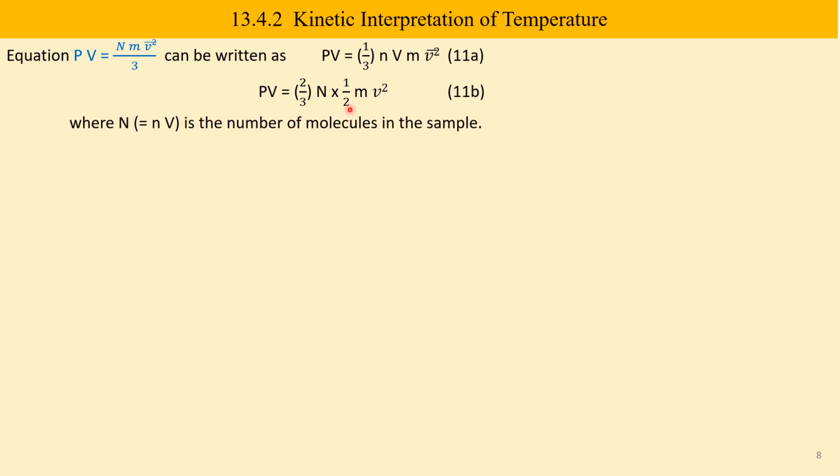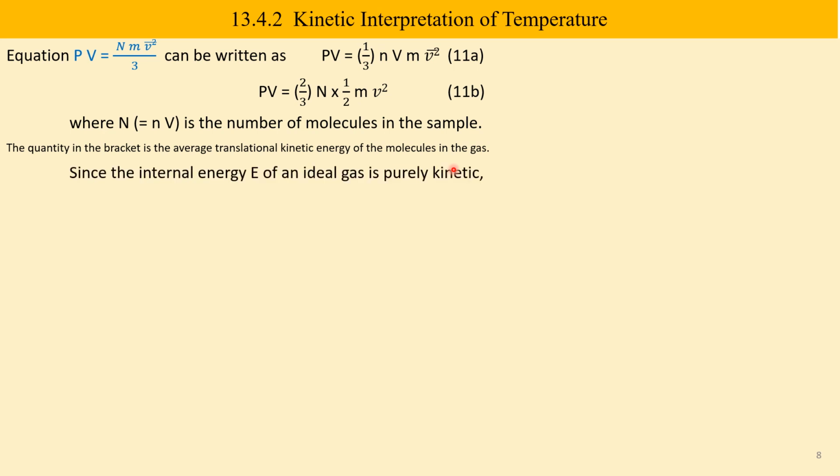Therefore, in this equation, small n into V is the number of molecules in the sample. The quantity in the bracket, that is half mv square, is the average translational kinetic energy of the molecule in the gas. Since the internal energy E of the ideal gas is purely kinetic, E is equal to n into half mv square.